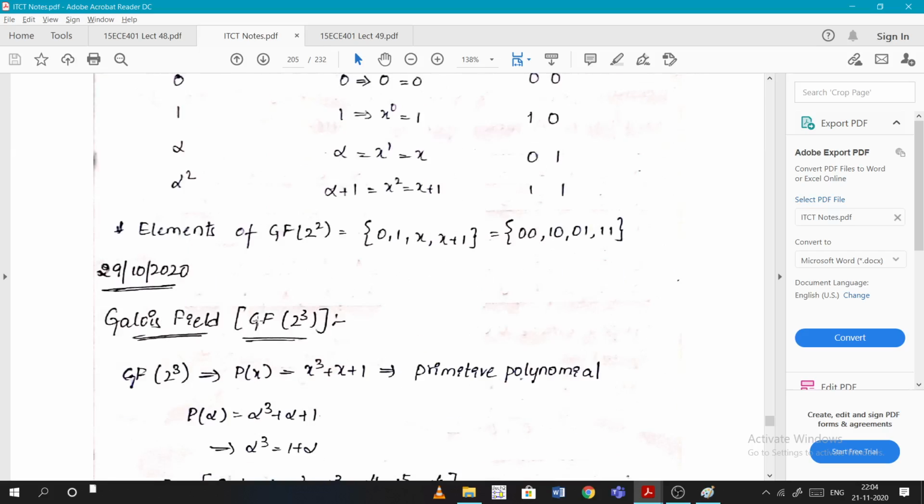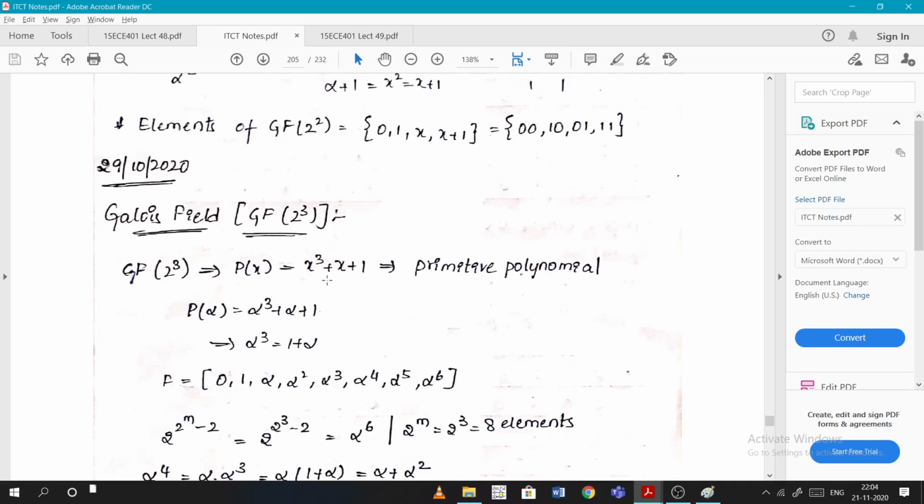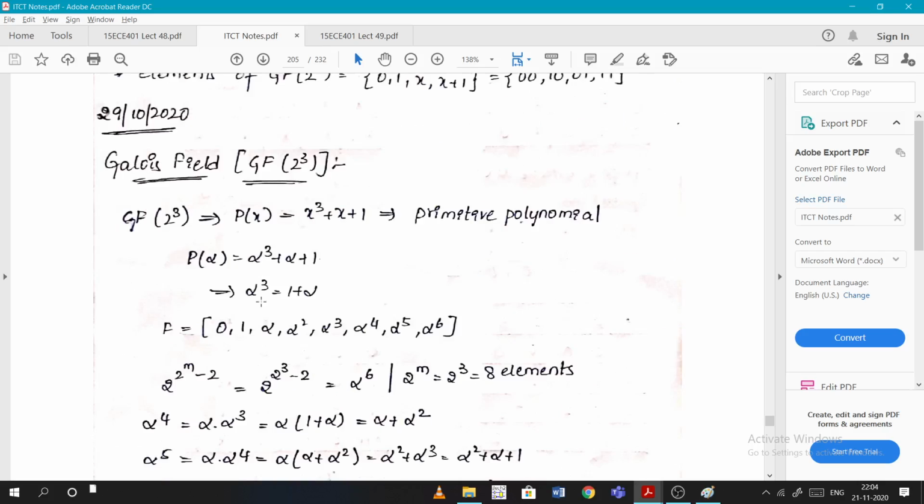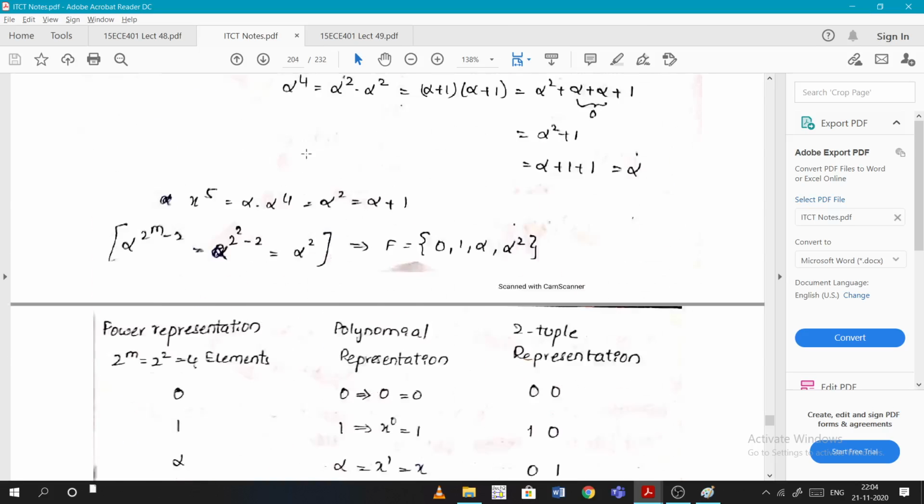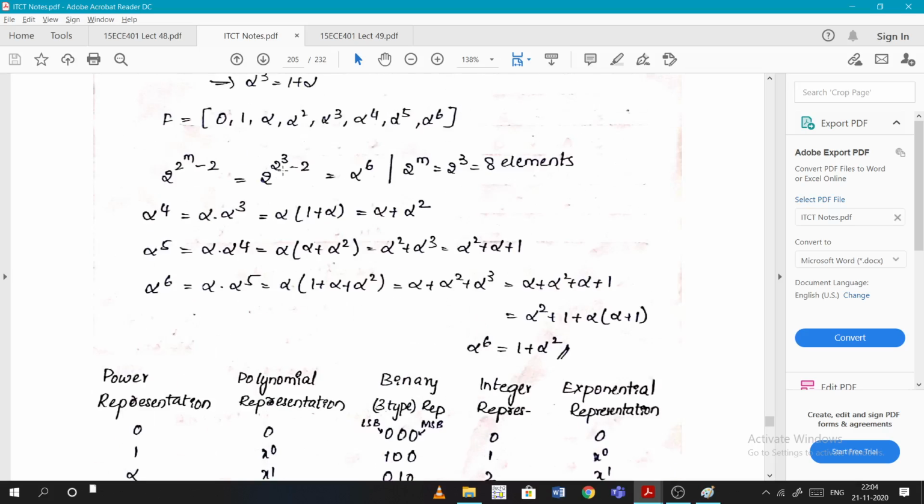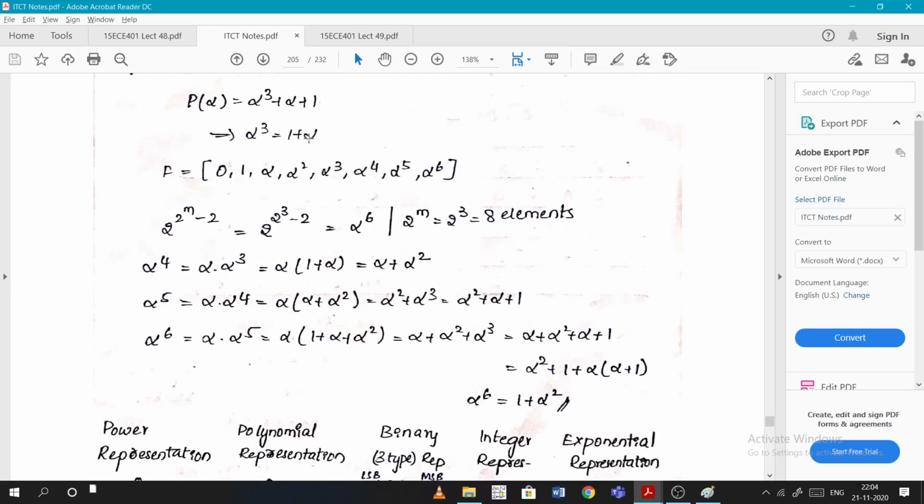Same way for a Galois field of 2 power 3, that is Galois field of 8, m is equal to 3. What is the primitive polynomial? x cube plus x plus 1. Here x is alpha, and alpha is a root. So alpha cube plus alpha plus 1 equals 0. Same way, where here alpha square is equal to alpha plus 1, here alpha cube is equal to alpha plus 1. The alpha square will remain the same.